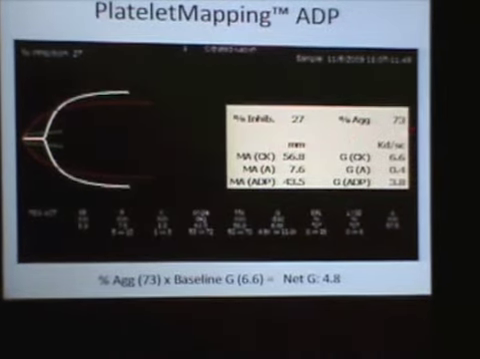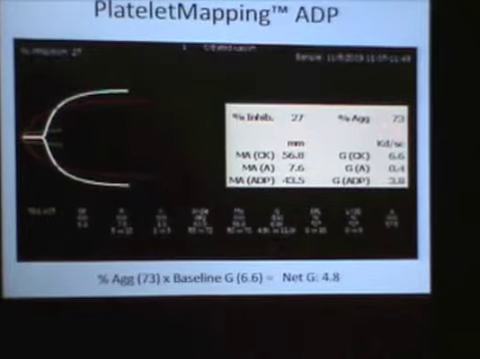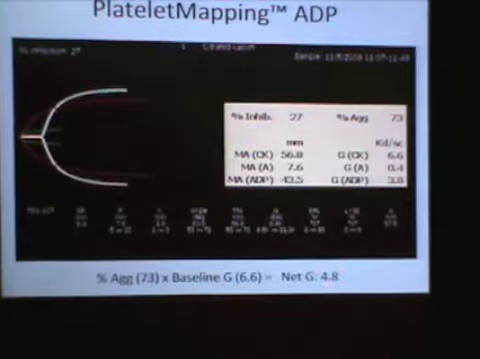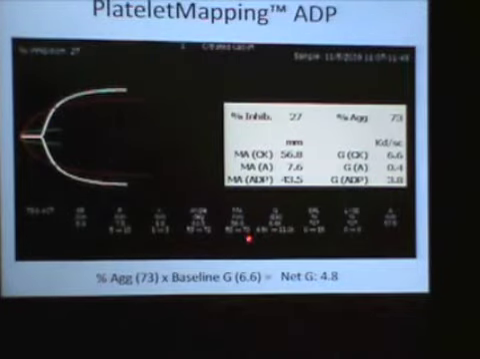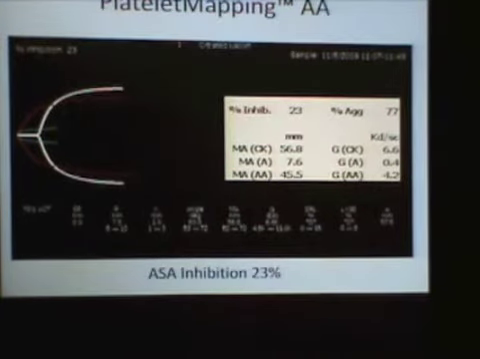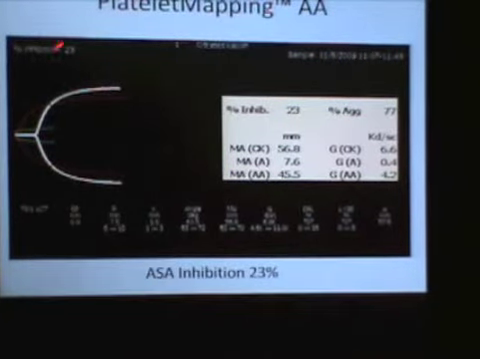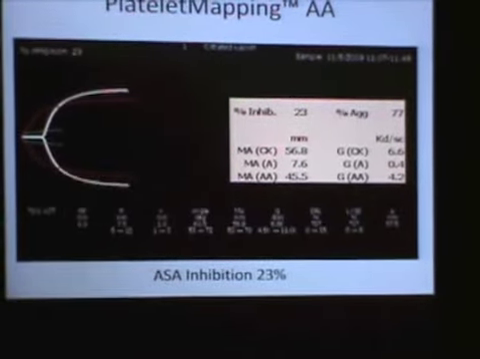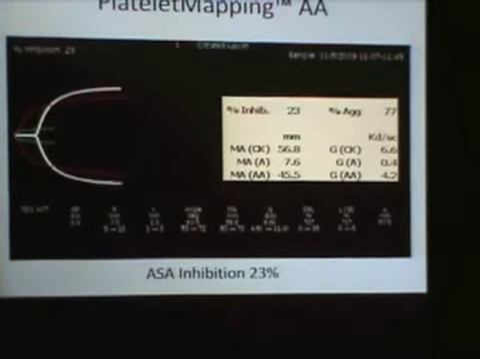We have 73% functionality of the platelets, so that gives us a net G of 4.8. Okay? Just above the normal. And again, we have strong thrombin. How does the aspirin side look? 23% inhibition from aspirin. We may need DDAVP at the end of the case.